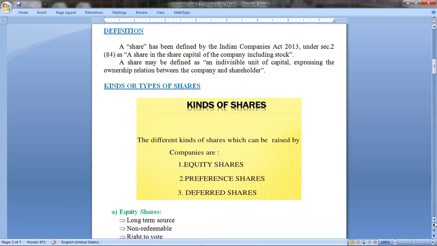First, we had the Indian Companies Act 1956 in order to monitor and regulate the Indian companies. Later, the Act was amended many times. Now we are following the Indian Companies Act 2013.